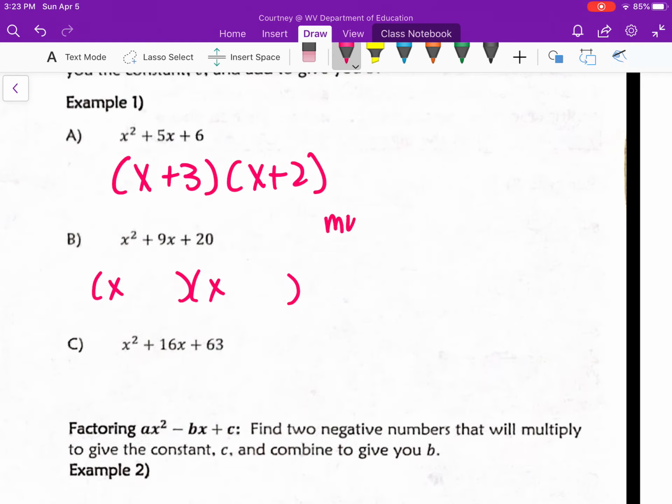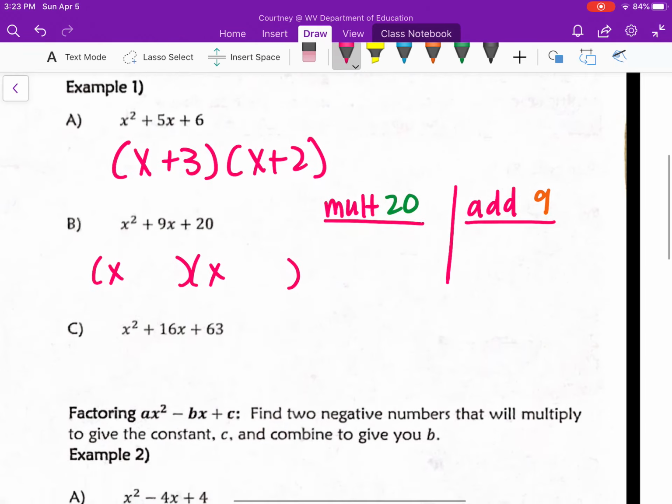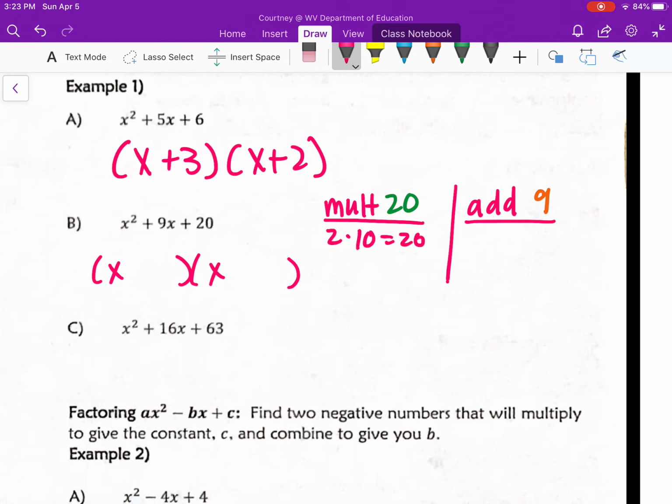Okay, and we have to have numbers that multiply to get 20, but add to get 9. All right, and what are those going to be? What multiplies to give us 20? Well, we have 2 times 10, that's 20, and 5 times 4, that's 20, besides 20 and 1, but we won't do those this time.